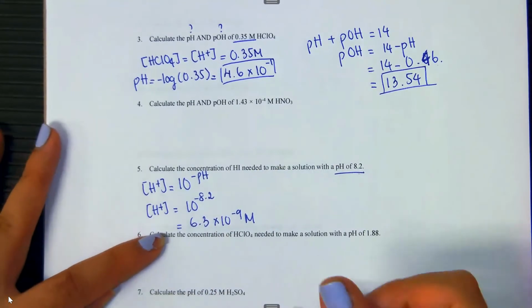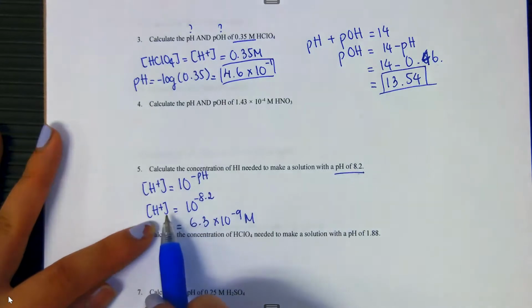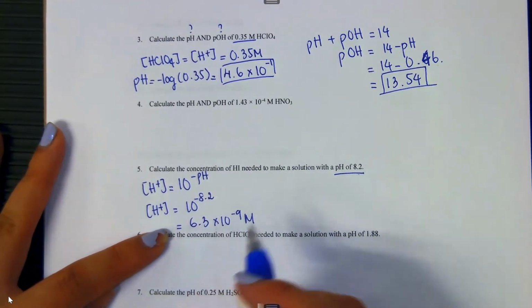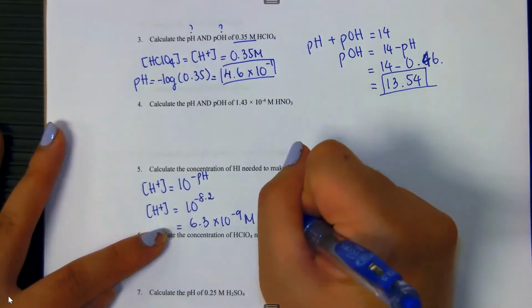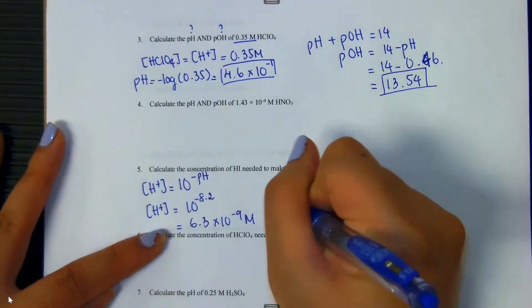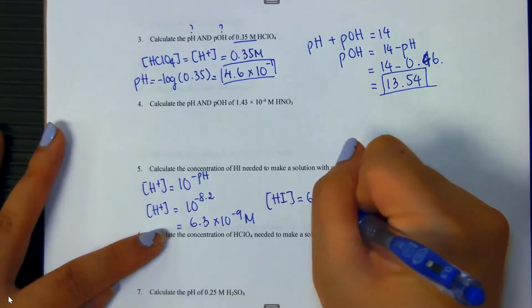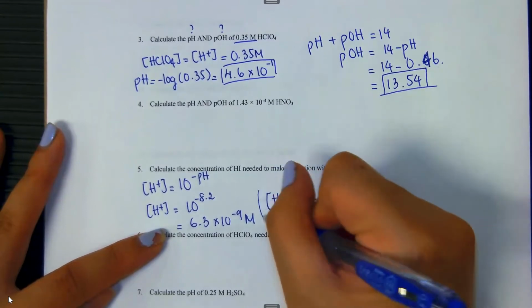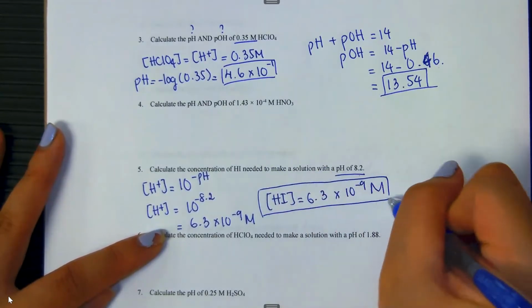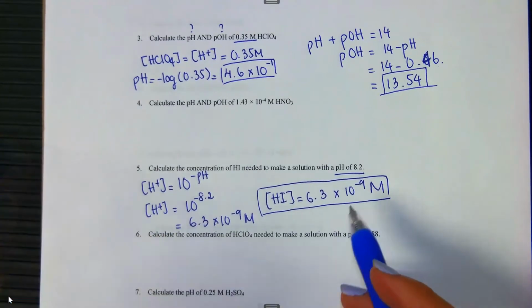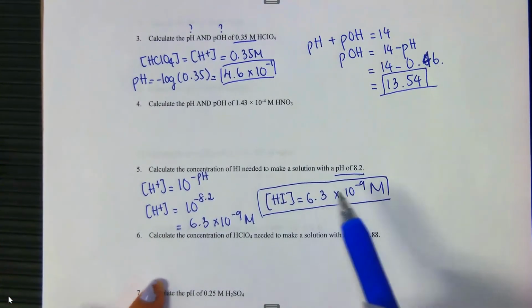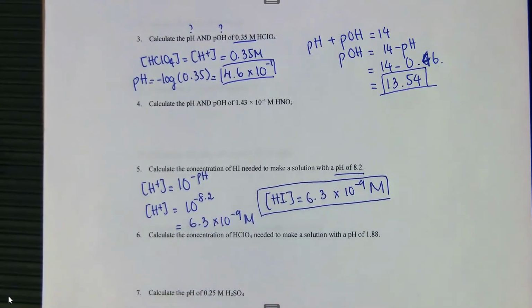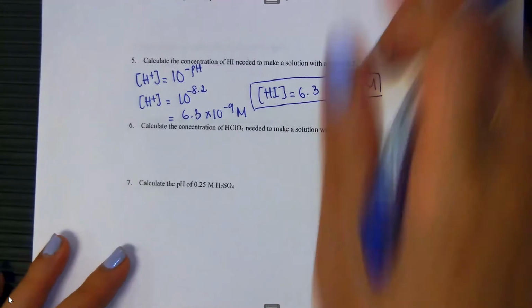Alright, we're not done. You are showing me the number for the concentration of H plus. Now I know this is also the concentration of HI, but you need to make it very clear by saying that the concentration of HI is 6.3 times 10 to the negative 9. And then there is my final answer. Okay, so number 6 is just like number 5, so you can go ahead and do that. Let's do number 7.